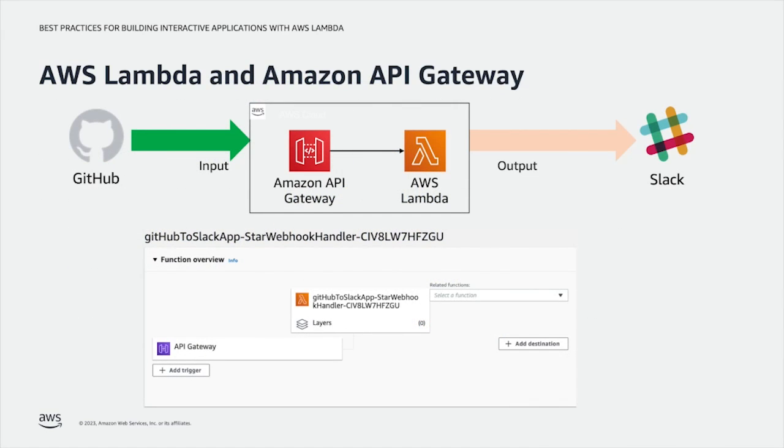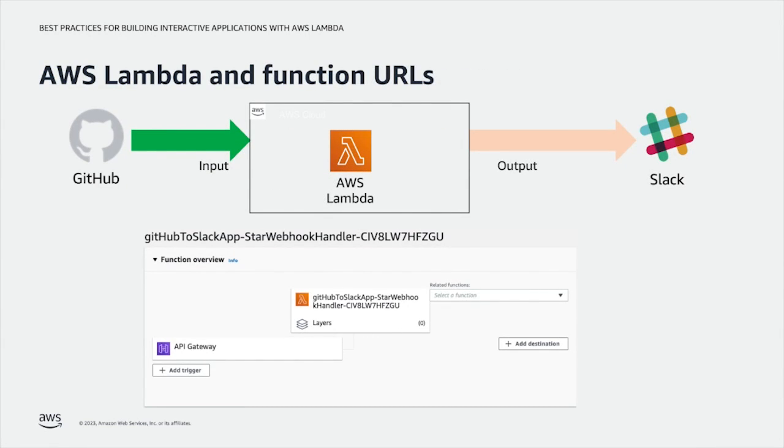So because this is part of the Lambda service, this simplifies my little application here. I now no longer need to invoke Lambda using API Gateway. In this particular simple instance, I can go directly from GitHub via a function URL to my Lambda code and have my Lambda function code send out to Slack.